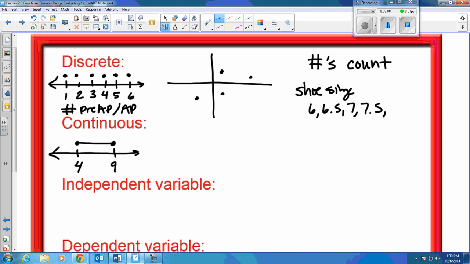How many points are there between 4 and 9? An infinite number, right? There's an infinite number of points between any two numbers. So I could think of this as maybe the mile time for cross-country runners. So maybe you run a mile in 4 minutes, or 4 minutes 1 second, or 4 minutes 2 seconds, or 4 minutes 3 seconds, or 4 minutes 4 seconds, and so on, all the way to 9. You could even run it in 4 minutes and then fractions of seconds, right?